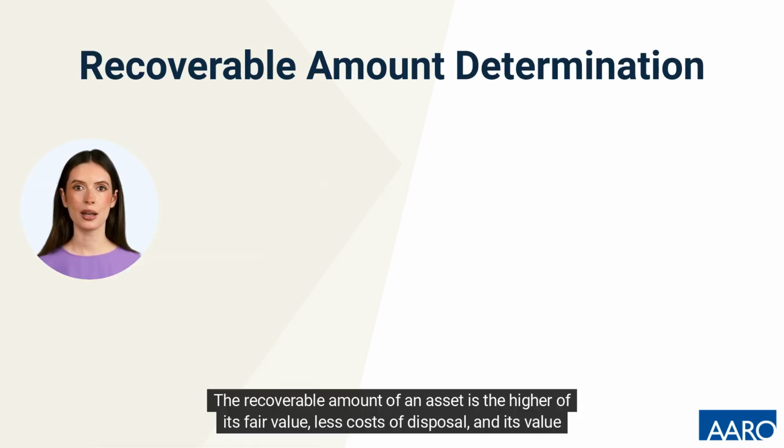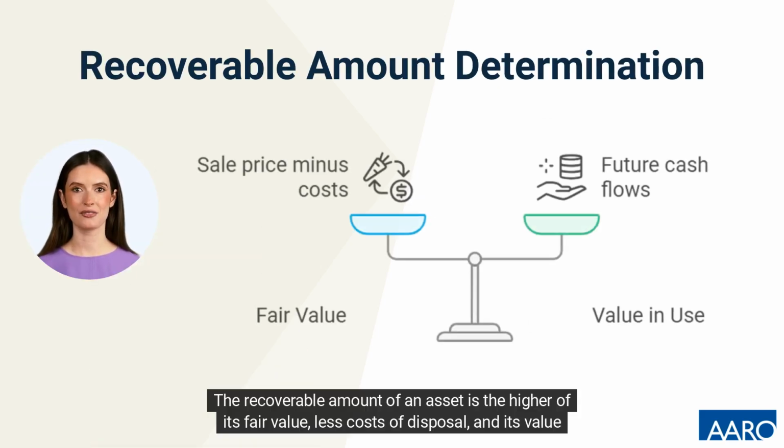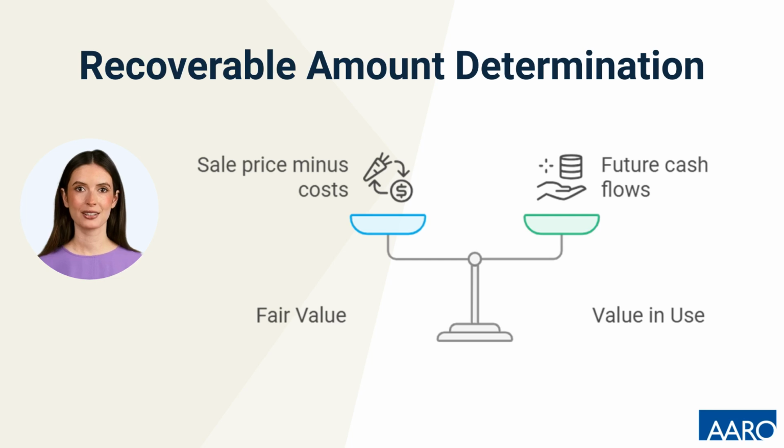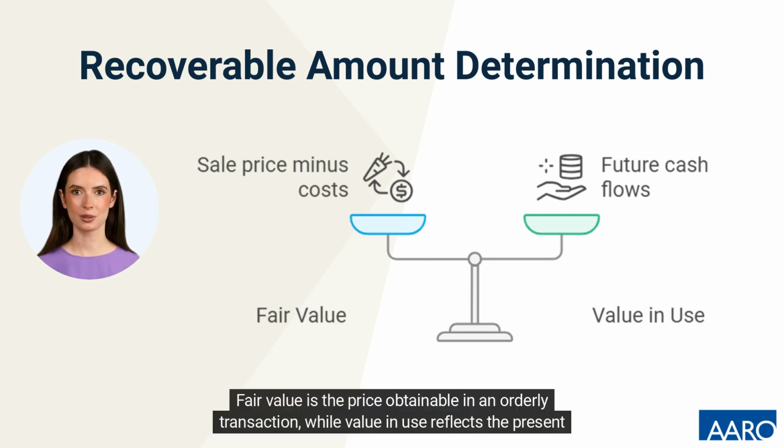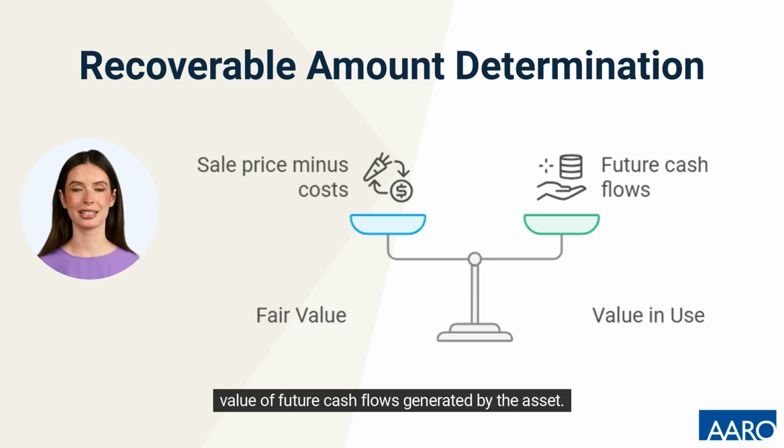The recoverable amount of an asset is the higher of its fair value, less costs of disposal, and its value in use. Fair value is the price obtainable in an orderly transaction, while value in use reflects the present value of future cash flows generated by the asset.